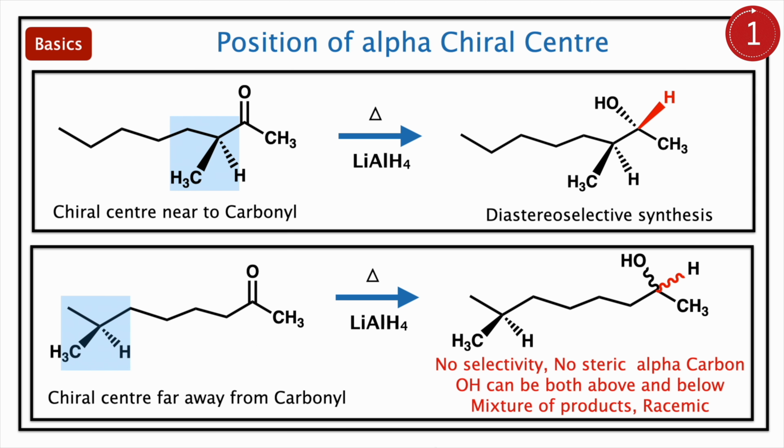Then one more note: why the alpha position? If it is in the alpha position, the steric effect is effective and you get selectivity. In the first example, if you see the chiral carbon exactly in the alpha position, you have stereoselectivity. On the contrary, if it is away from the carbonyl, say delta or above the delta position, you don't have the selectivity. The chiral carbon should be in the alpha position, then only Cram's rule will be applied.